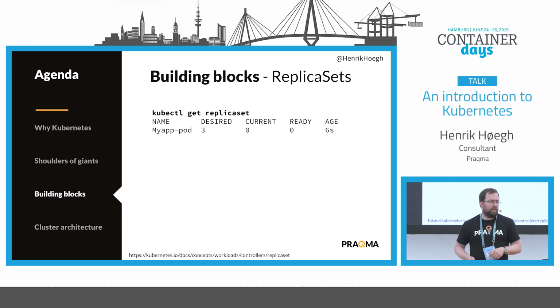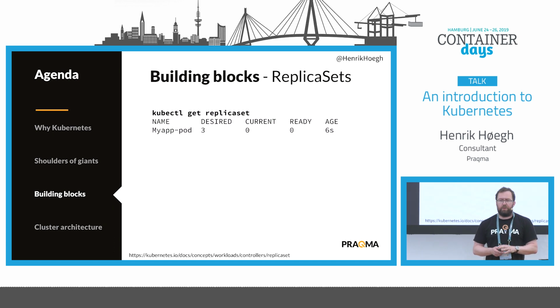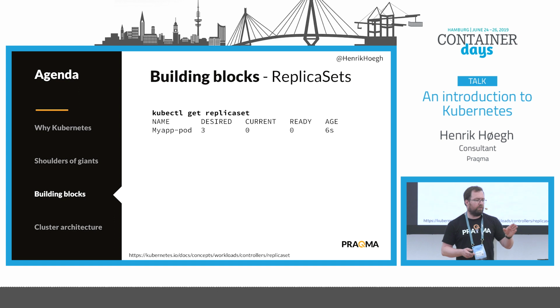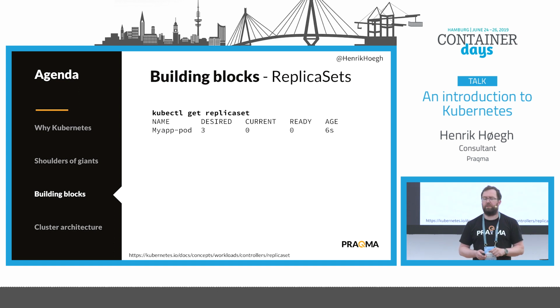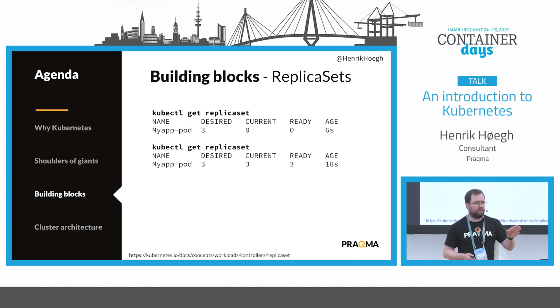Okay. So here you can see I've deployed a replica set, and now my desired state is 3. I don't have anything running yet. None of my pods are ready. 6 seconds. So a bit later, you can see that my desired state is 3. I currently have 3 running, and they're all ready. So they're reporting, I'm ready, I'm healthy.